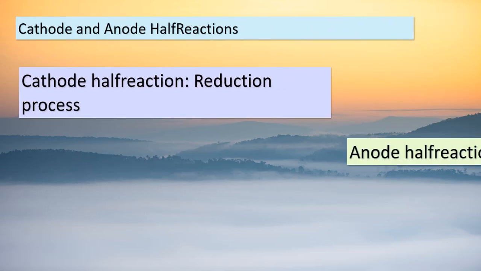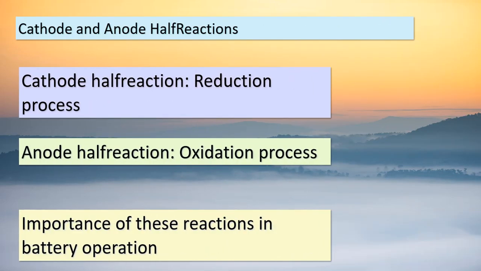Welcome back, students. Today, we're going to delve deeper into the fascinating world of cathode and anode half reactions. These reactions are key players in the realm of electrochemistry, and understanding them is fundamental to grasping the intricate mechanisms at play. Now, let's start by focusing on the cathode half reaction. This process is all about reduction, where electrons are gained, leading to the transformation of a chemical species into a new, reduced form.